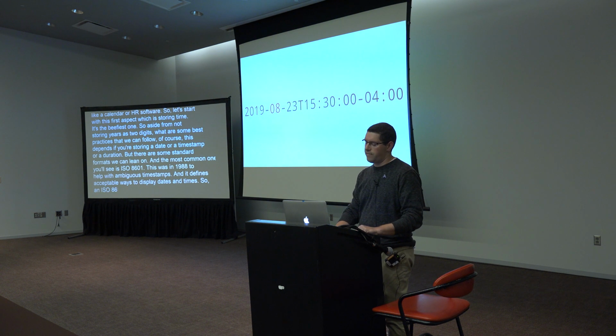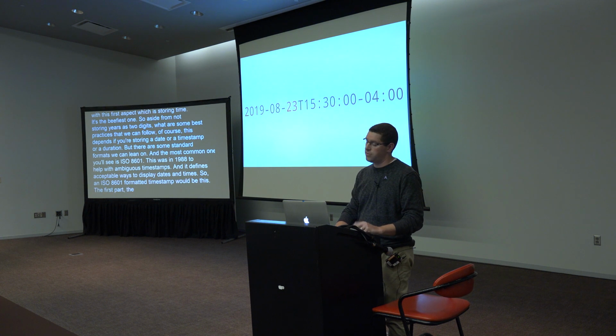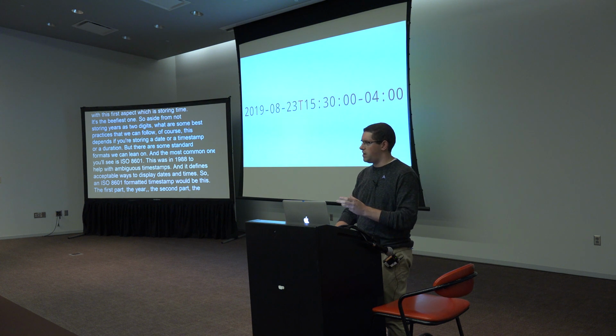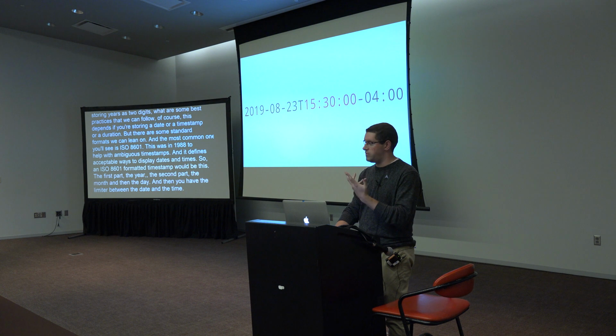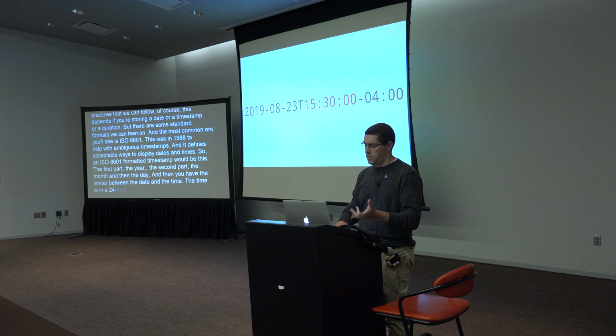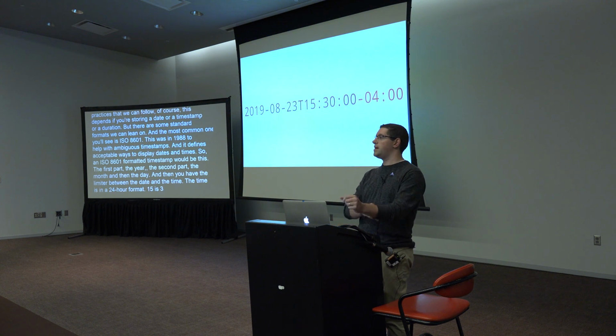You've got the very first part, which is the year. The second part is the month. The last part, or the third part, is the day. Then you have this T delimiter in between the date and the time. The time is in a 24-hour format, so 15 is 3 p.m. You've got your minutes, your seconds, and then the last little bit is this time zone offset.